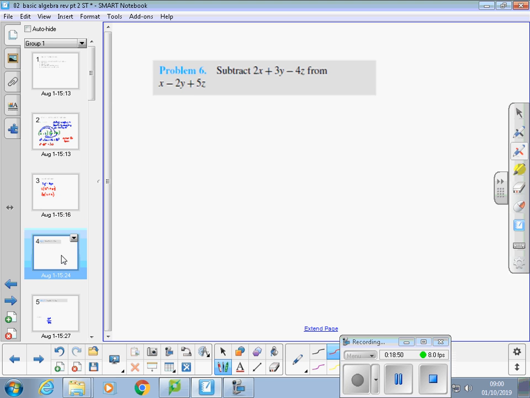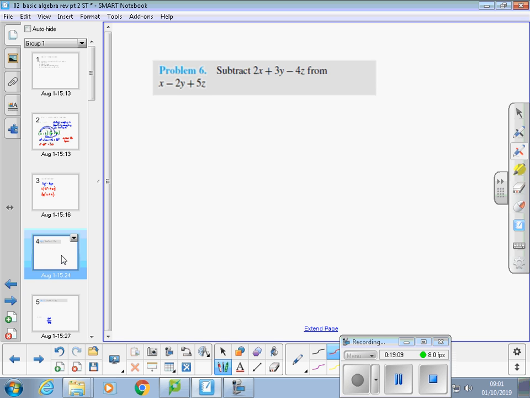Okay, let's have a look at this problem. How would we subtract? You've got that one in your notes because I took some bits out, I think. Yeah, you have got it, yeah.